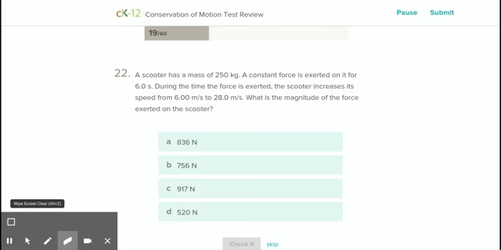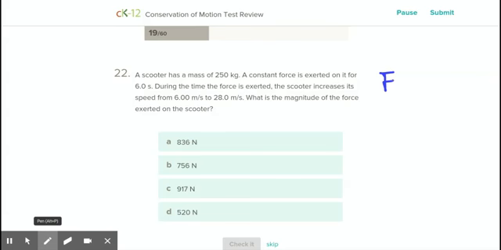Okay, number 22. A scooter has a mass of 250 kilograms. A constant force is exerted on it for 6 seconds. During the time the force is exerted, the scooter increases speed from 6 to 28. What is the magnitude of the force? So we're going to use the formula we had before. The formula with the force is Ft equals m delta v. We're looking for the F, so you divide by T on both sides. So F equals m delta v divided by T.